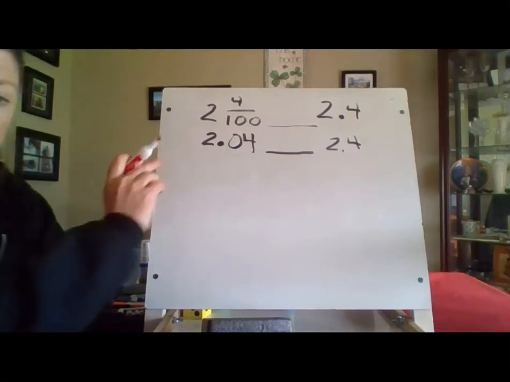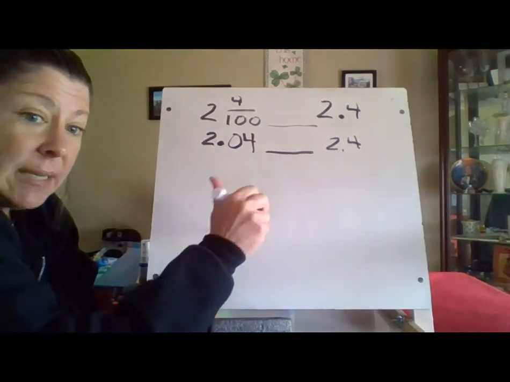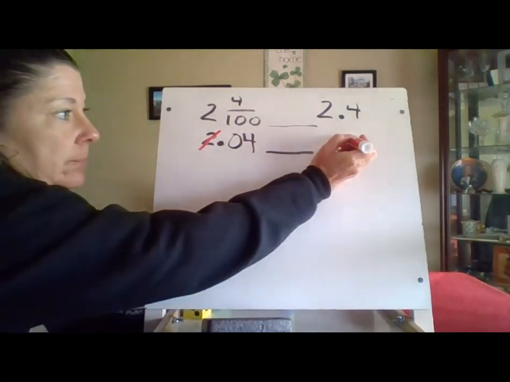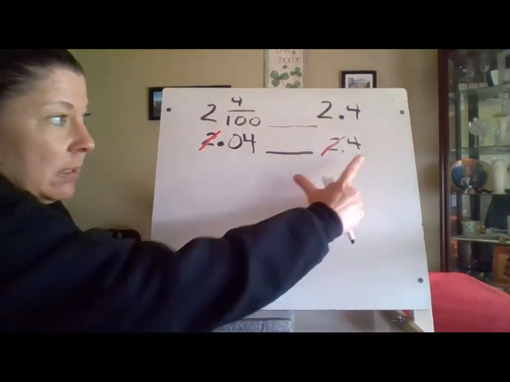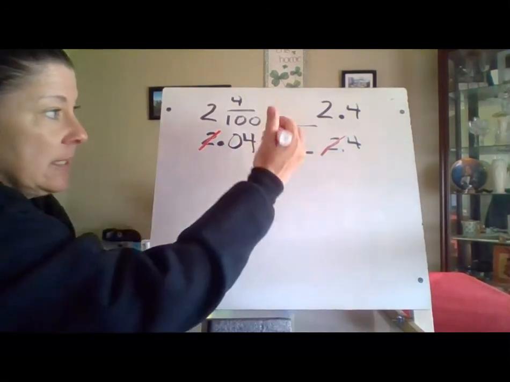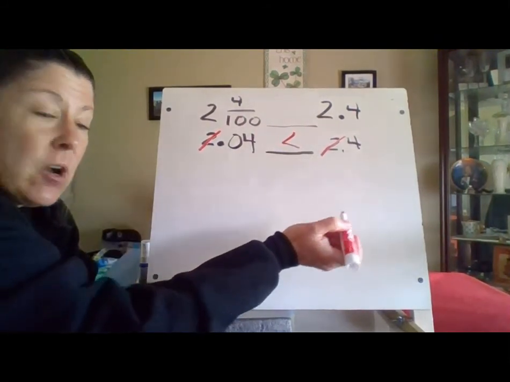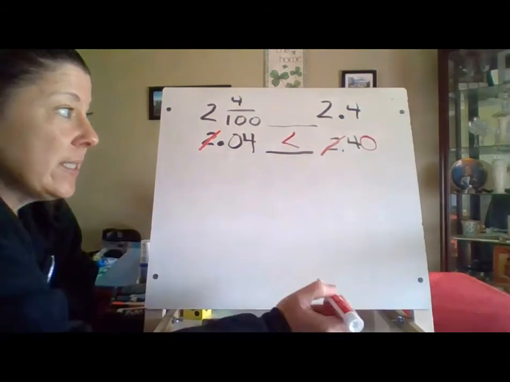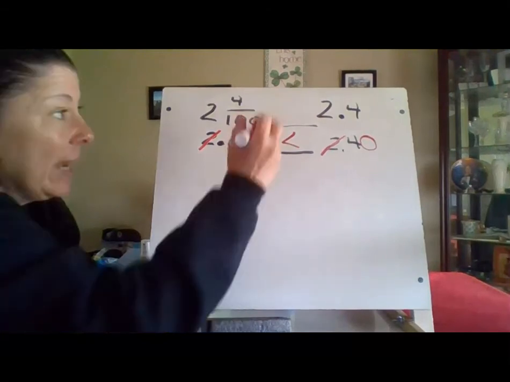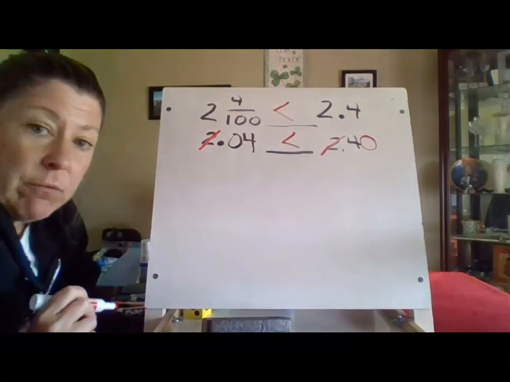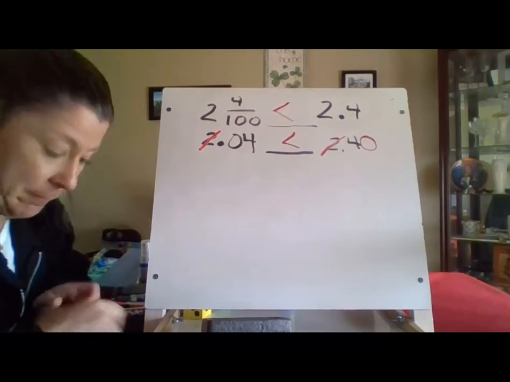So I'm going to start my comparing. My whole numbers are the same. I go to the tenths place. I have 0. I have 4. 0 is less than 4. I could have also thrown in a 0 here, 4 versus 40. So that means 2 and 4/100 is less than 2.4.